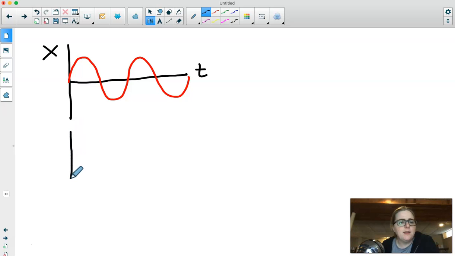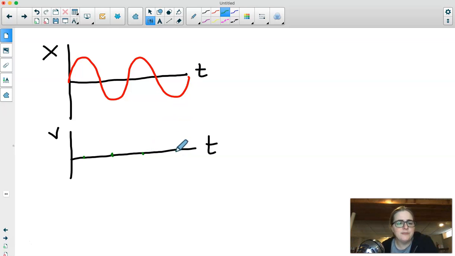And if I go to a velocity time graph, as a reminder, when the slope of the position time graph is 0, that means the velocity is 0. So I need to have my velocity time graph. The zeros are going to line up with the peaks and valleys on the position time graph.